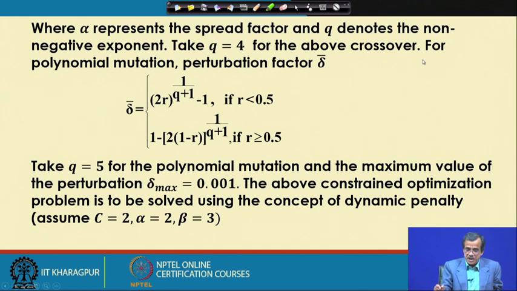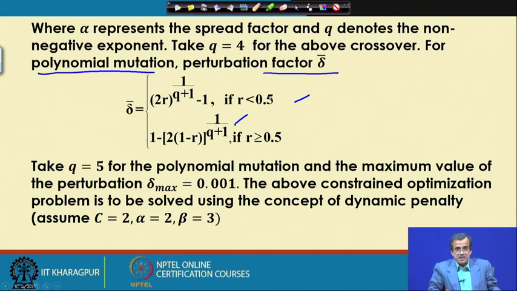Now, for the polynomial mutation, we will have to use a distribution function for the perturbation factor, that is delta bar. Delta bar is nothing but 2r raised to the power 1 divided by (q plus 1), minus 1, if r, a random number, is found to be less than or equal to 0.5. Otherwise, delta bar is 1 minus 2 into (1 minus r) raised to the power 1 divided by (q plus 1). This expression has been taken using some philosophy.